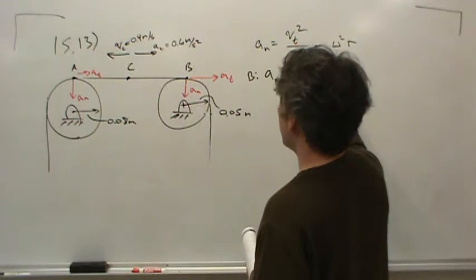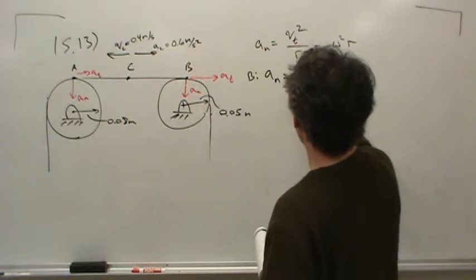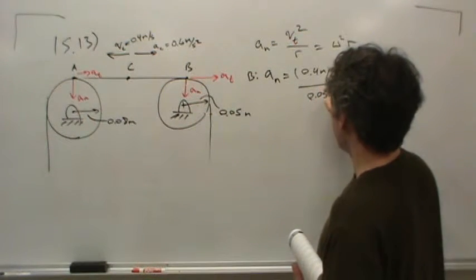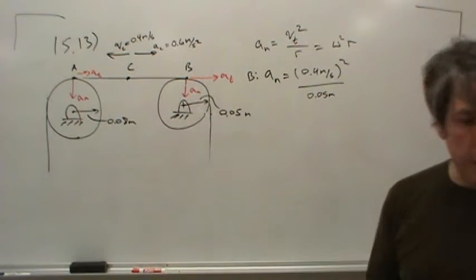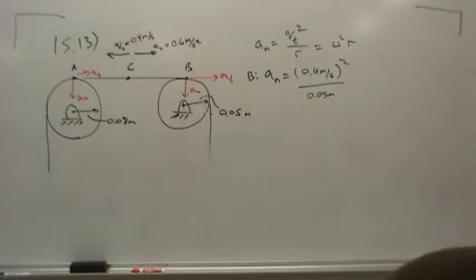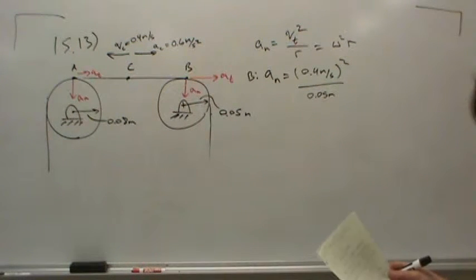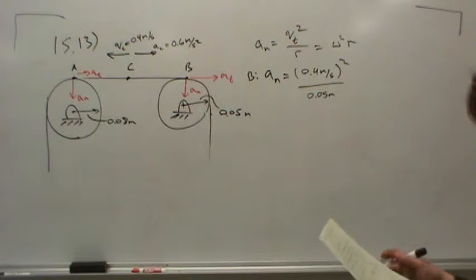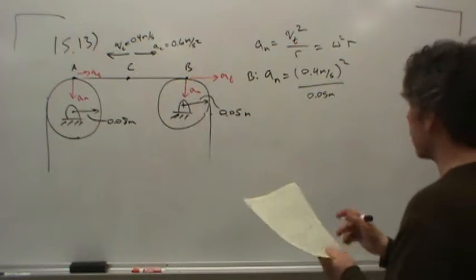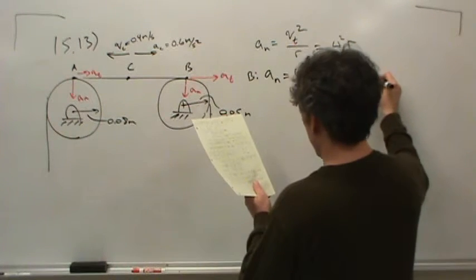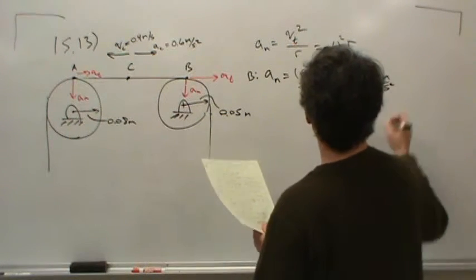So that's going to be 0.4 meters per second, quantity squared, divided by the radius at B, 0.05 meters. Now, when you plug all that into your calculator, you should find the normal acceleration of B. I did that here somewhere. Yeah, here we go. I came out with 3.2 meters per second squared.